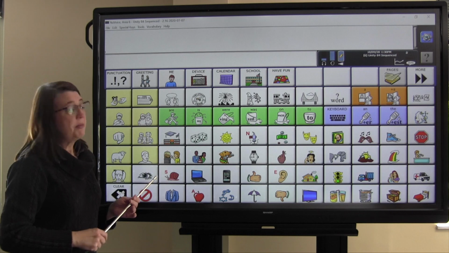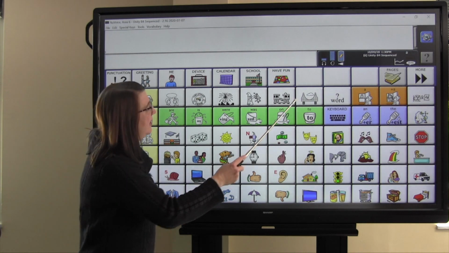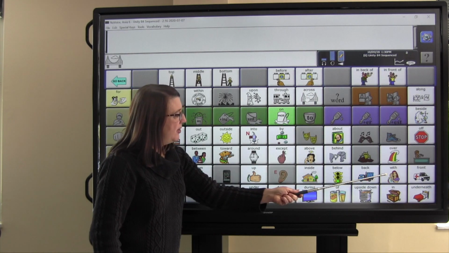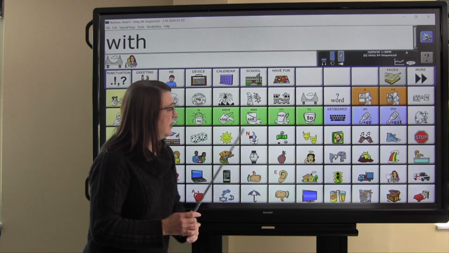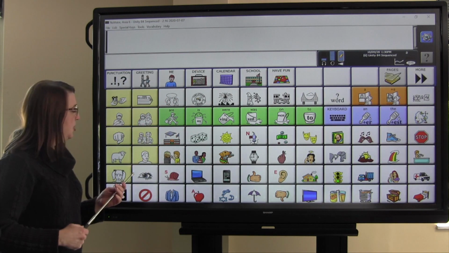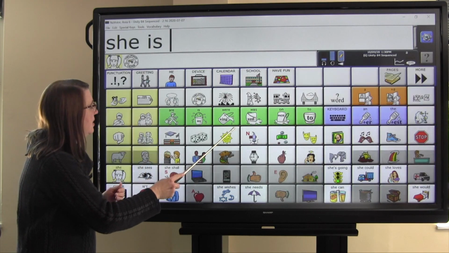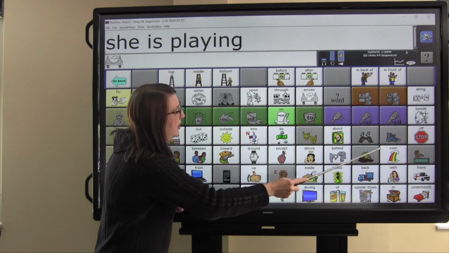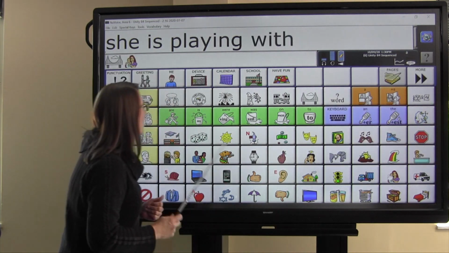A couple of other prepositions that we want to learn would be the word with, and that starts again with the preposition key. And this mom and the baby, that baby's always with his mom. With. Let's say she is playing with me. She is playing with, which is the preposition key plus the mom and the baby. With me.